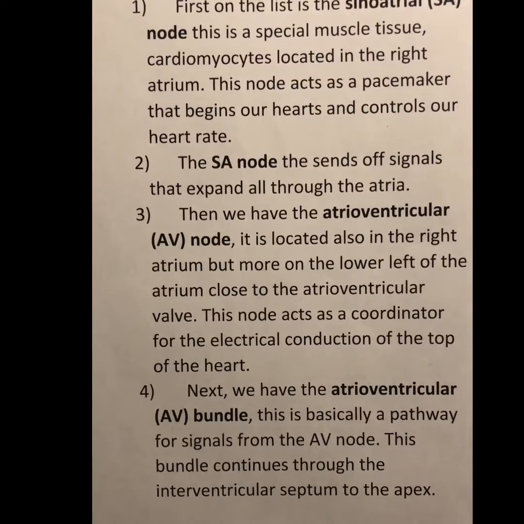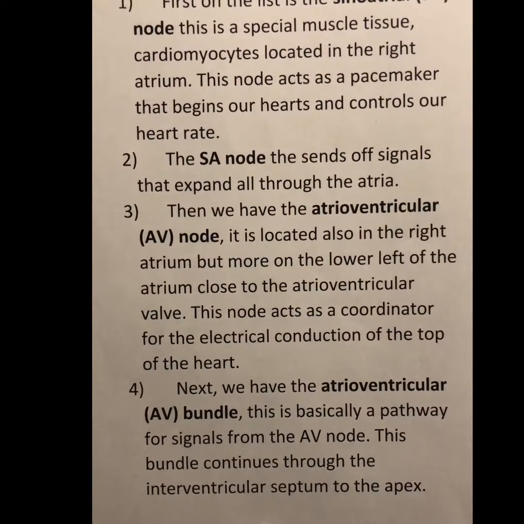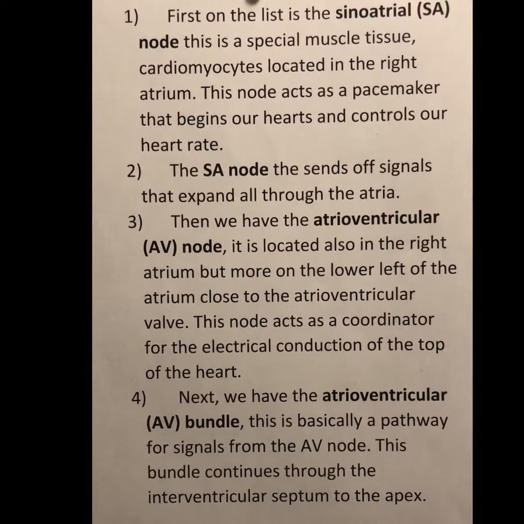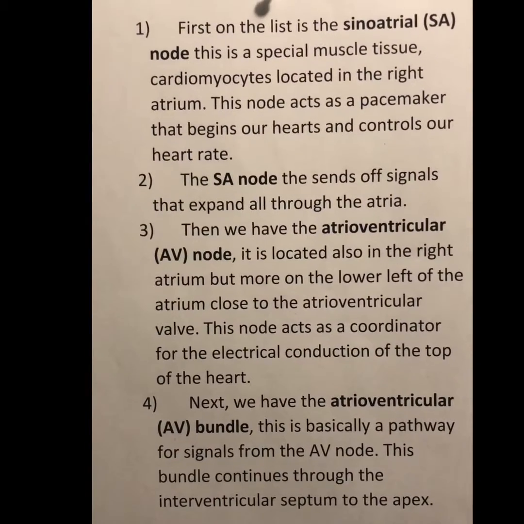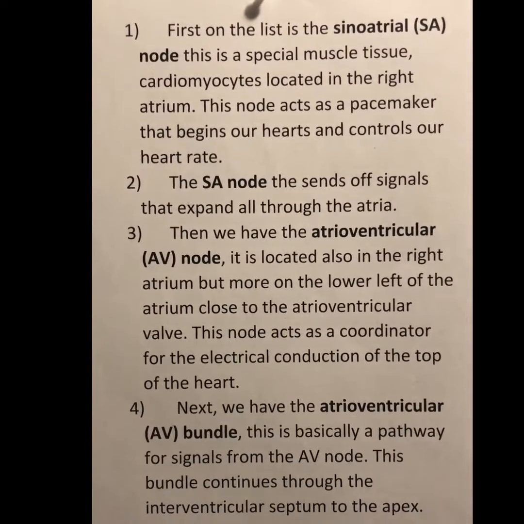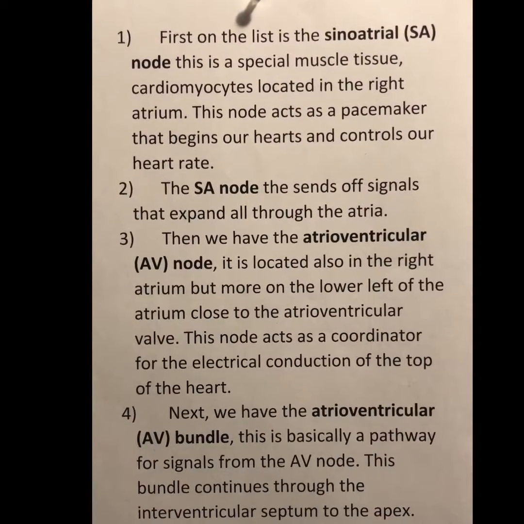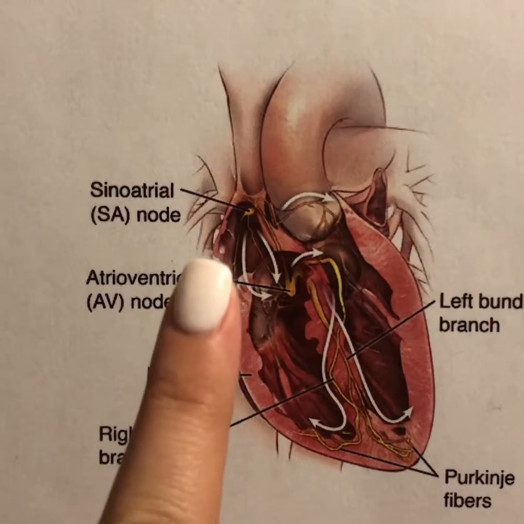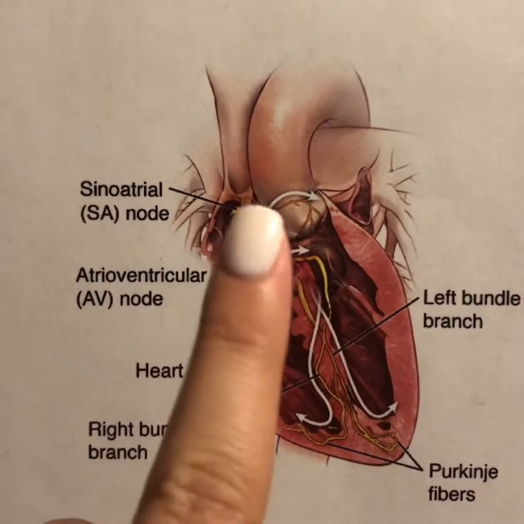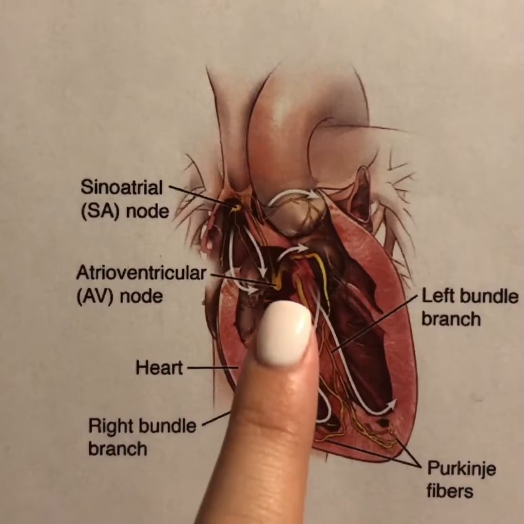Then we have the atrioventricular node. It is located also in the right atrium, but more on the lower left of the atrium, close to the atrioventricular valve. This node acts as a coordinator for the electrical conduction of the top of the heart. As you can see right here, we have the sinoatrial node sending off signals down to the atrioventricular node right here.